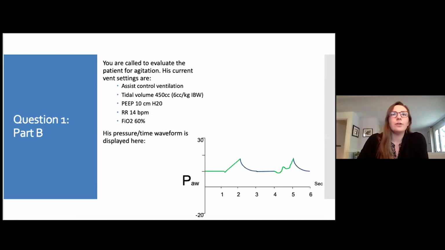You're called to evaluate the patient for agitation. His current ventilator settings, he's on assist control ventilation. His tidal volume is set at 450, which is 6 cc's per kilogram of ideal body weight. He has a PEEP of 10, respiratory rate of 14, and an FiO2 of 60%. His pressure versus time waveform is displayed here, and I'll give you a moment to look at that.